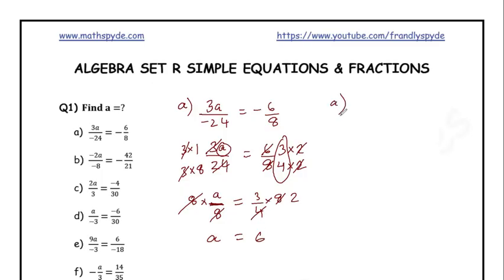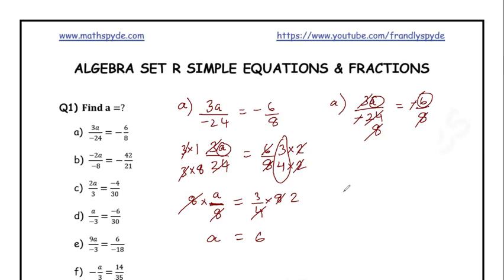Now, once you have become proficient in solving these kinds of questions, this is how we can quickly solve it. A little bit of mental math is required. Negatives go. 3 goes into 24 8 times. 8 and 8 go, and you're left with 6 as the answer.